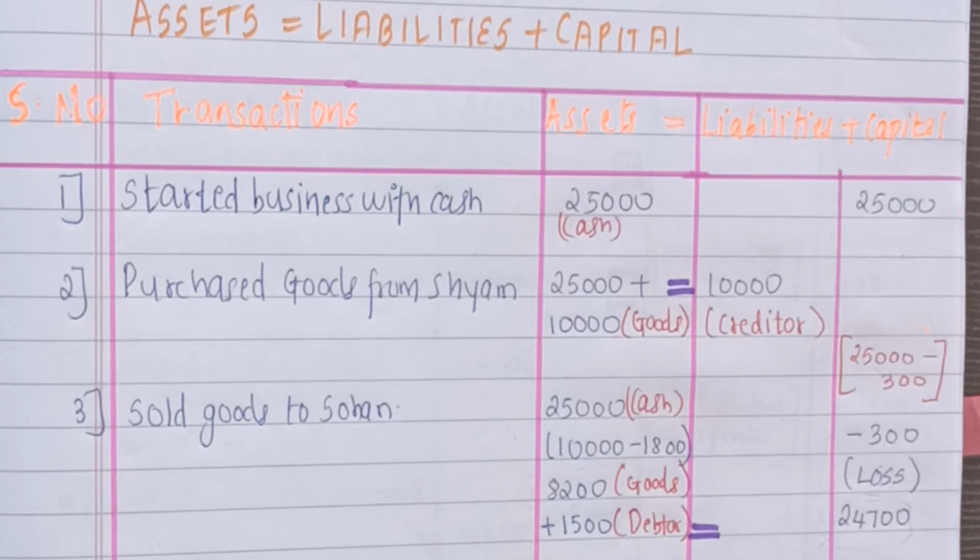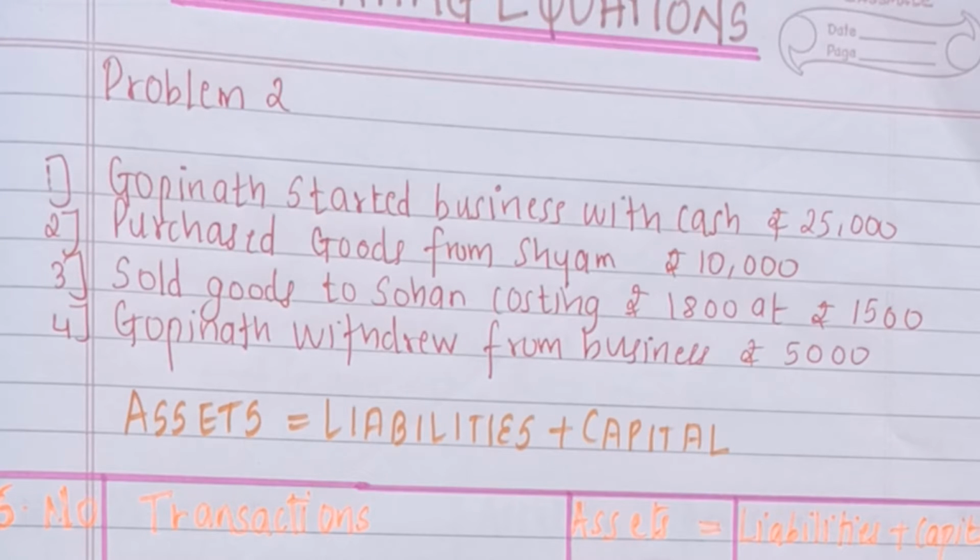In the same example, if the name was not mentioned, if it was only purchased goods rupees 10,000, then this 10,000 would be deducted from cash, and the second part of the transaction would be that goods worth rupees 10,000 were bought, therefore the goods would be increased by 10,000. But here we can see that Shyam is mentioned, therefore Shyam is the creditor. Now moving on to the third transaction.